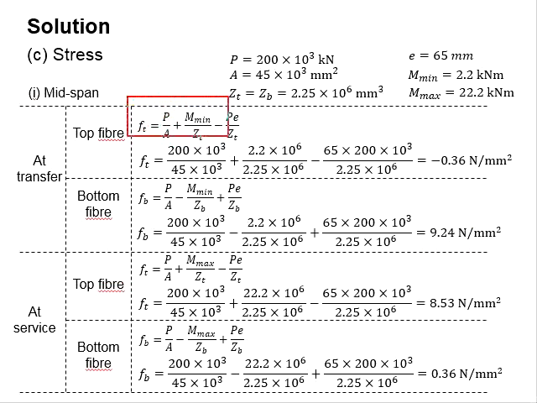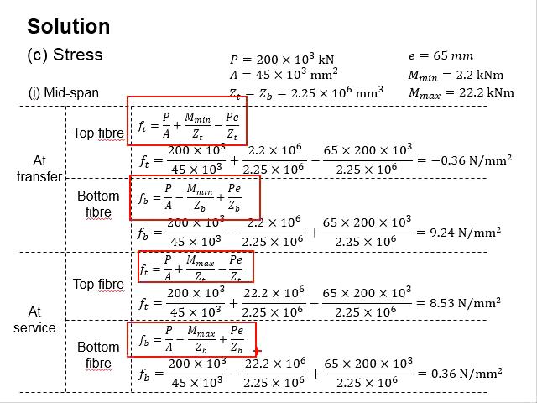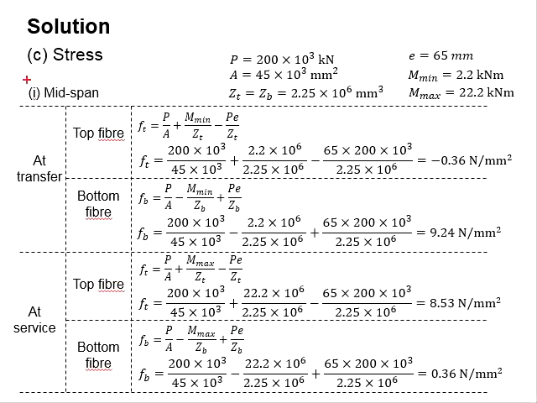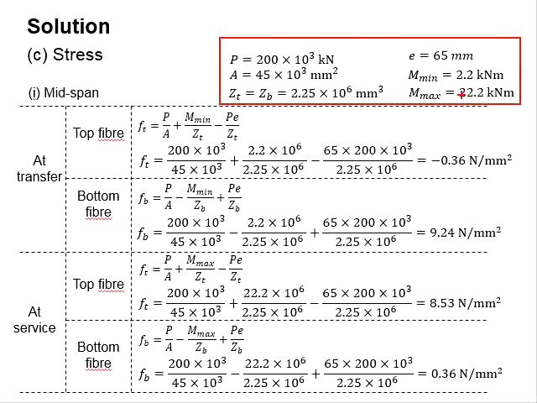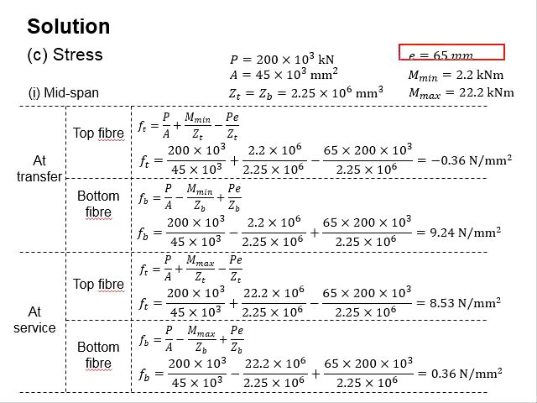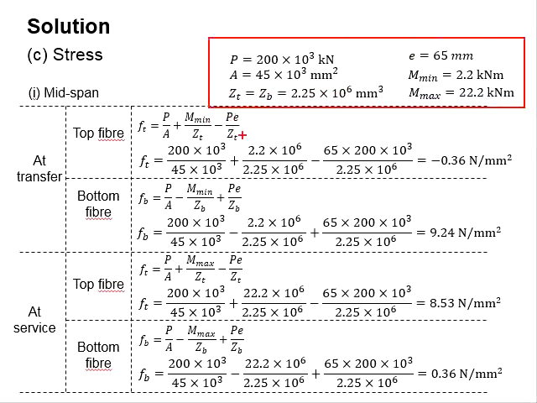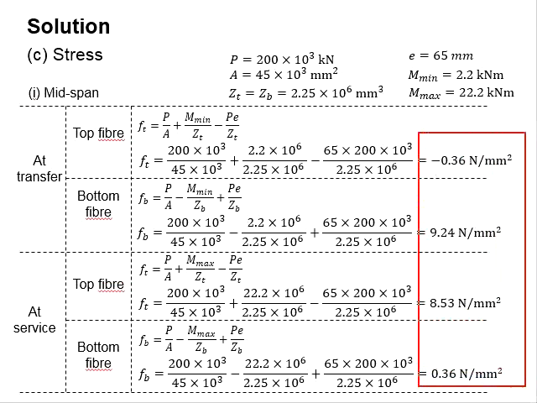Next, you obtain the equations to determine the stress acting in the top and bottom fiber of the beam. Check the midspan first. The relevant values are given here. There is an eccentricity and there are moments acting at the midspan. Substitute these values into the equations. You will obtain the stresses at every single part of the beam.